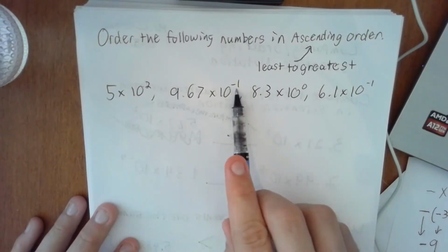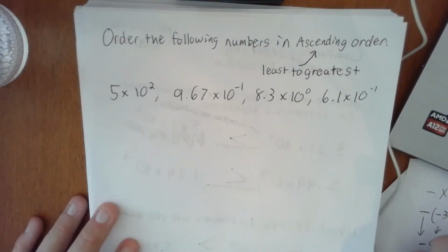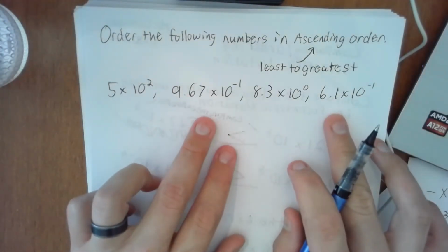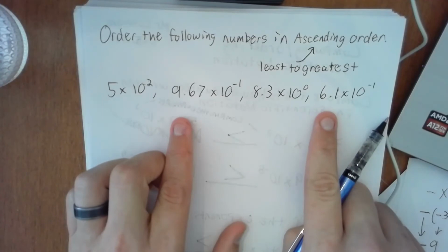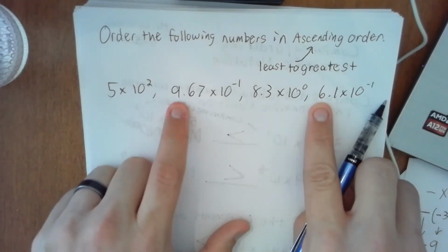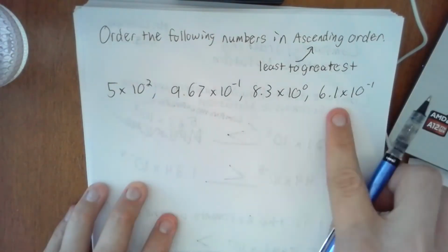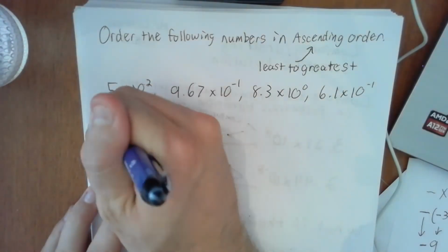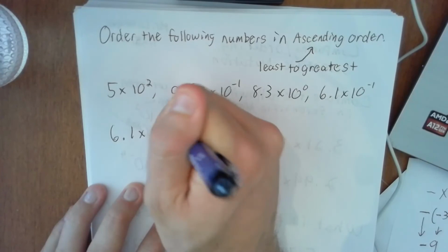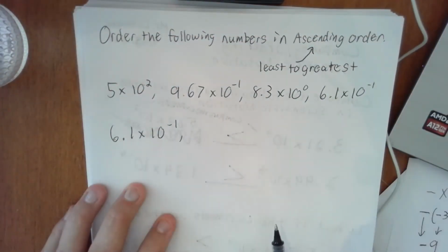And uh-oh, we have this situation. Negative 1 and negative 1, they got the same exponent. So to figure out which one of these are smaller, we got to look at their numbers here. So go one digit at a time. 6 is smaller than 9. So this guy right here is our smallest number in this group of numbers. So I come down here and I put 6.1 times 10 to the negative 1 first, because we're going least to greatest, and that's the smallest.